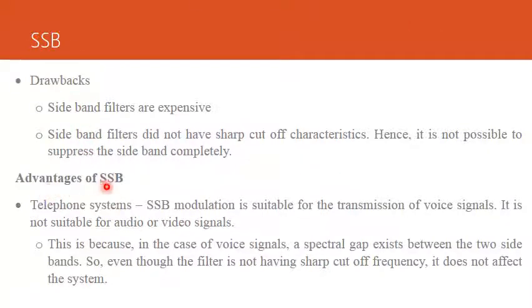Then the advantage of SSB is the telephone system. We can use it for the telephone system. So the SSB modulation is suitable for transmission of voice signal. It is not suitable for audio or video signal. This is because in the case of voice signals, a spectral gap exists between the two sidebands. So even though the filter does not have a sharp cutoff frequency, it does not affect the system. So this is the advantage of using SSB signal.